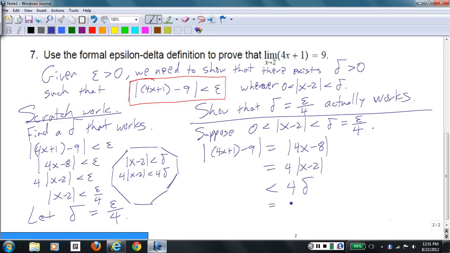What's delta? Epsilon over 4. And 4 times epsilon over 4 equals epsilon. Rough looking epsilon there, but there it is. So that's the conclusion. If x is less than delta units away from 2, then 4x plus 1 is less than epsilon units away from 9.